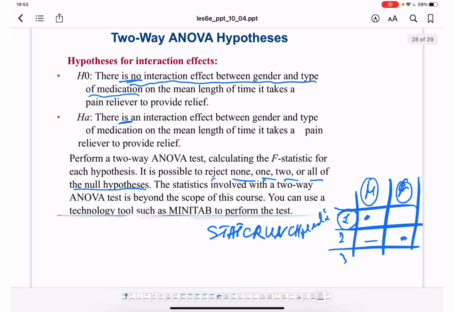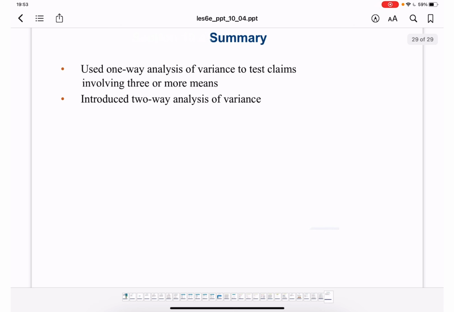Okay. And that's all. We used one-way ANOVA, and we got familiar with two-way analysis of variance. So now I will start recording the assignment, practicing problems. Okie dokie.